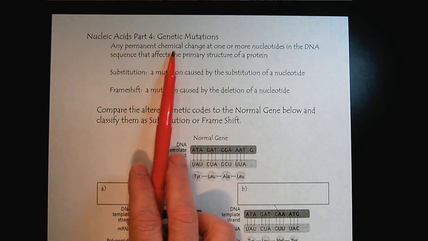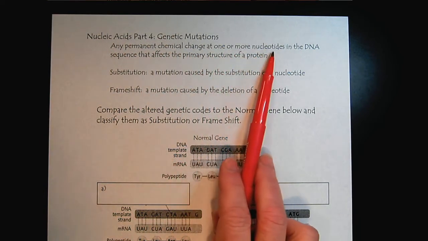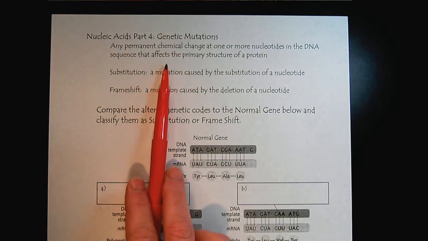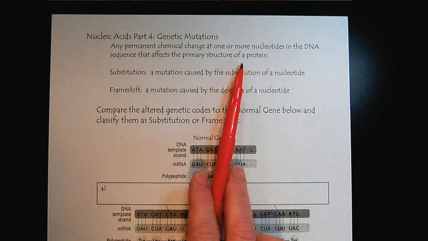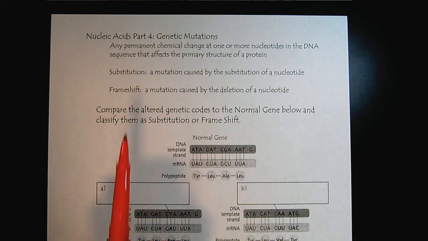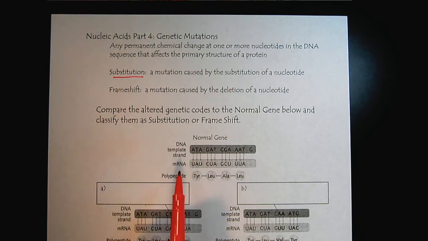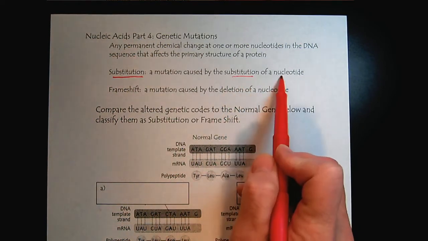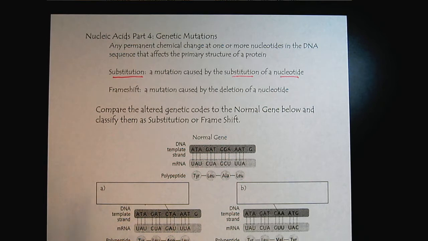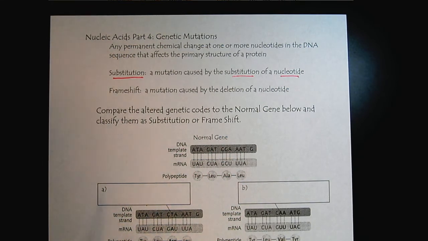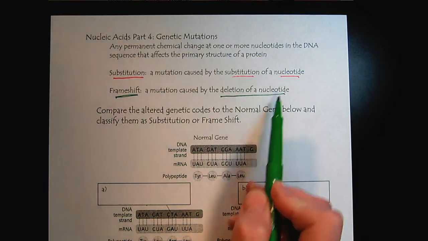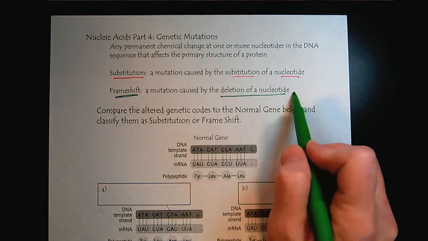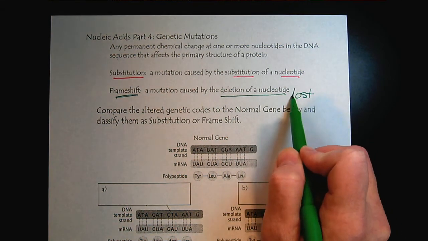It's any permanent chemical change at one or more nucleotides in the DNA sequence that affects the primary structure of a protein. So we're going to focus on two different types of mutations. There's the substitution mutation, where we substitute a nucleotide, like valine for alanine, something like that. The other one is the frame shift, and this is where we delete a nucleotide, so it gets lost. The lost nucleotide.